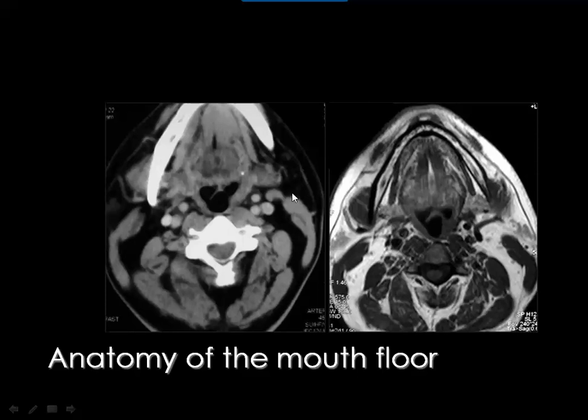And here, this is the sternomastoid and the carotid vessels, the submandibular salivary gland on both sides. Also, you can appreciate this by MRI T1 weighted image. This is GG, the genioglossus muscle, and this is the mylohyoid or MH muscle. Then you have two small muscles here between the GG and the MH muscle.